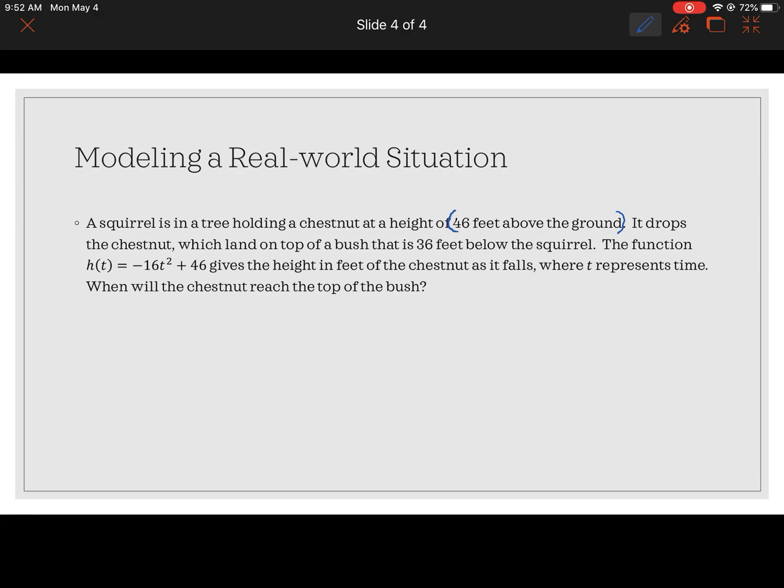All right, if he drops the chestnut, it lands on top of a bush. Notice it didn't hit the ground, right? It lands on top of a bush. So if I'm drawing a picture of this with my amazing art abilities, we got this little squirrel. He's got a chestnut. He's dropping it down. He's 46 feet off the ground, right? 46 feet. And it lands in a bush, which is 36 feet below the squirrel.